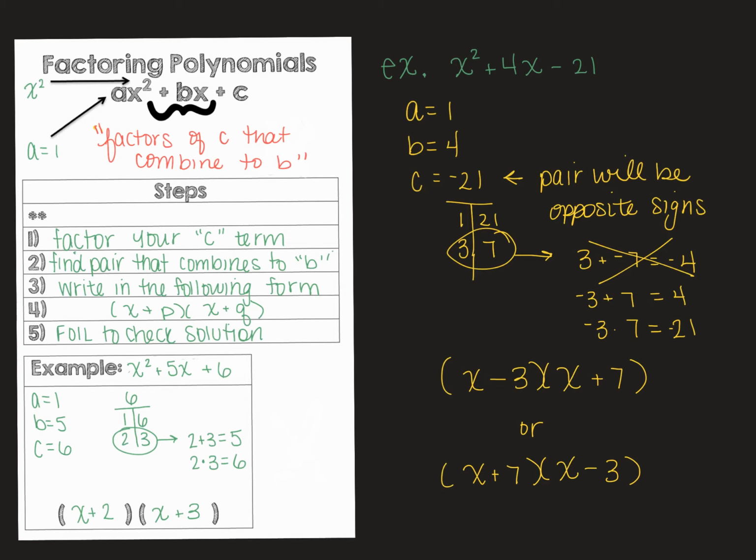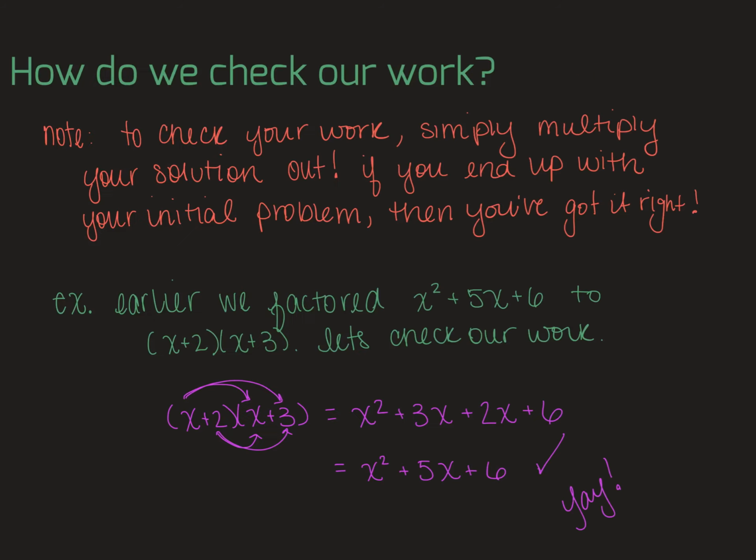Let's talk about how we can check this answer. We can check our work by just FOILing. To check your work, just multiply your solution out. If you end up with what you started with, then you got it right. Earlier, the example that was already done for us had a solution, and you can see it down here from the last page. If we wanted to check this solution, all we had to do was FOIL, and when we FOIL it and combine, we got what we originally started with. So we're very excited that it works out. This is an excellent way to make sure that your answers are correct before you submit your work.